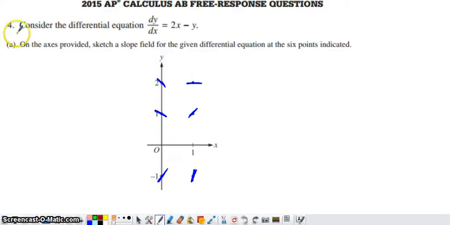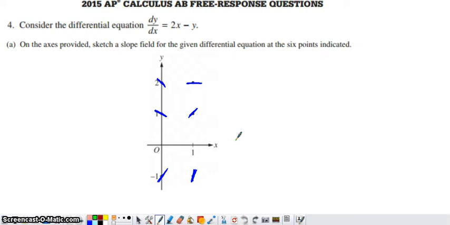So this is question number 4. It appeared on the AB and the BC exam in 2015, and they start you off with this differential equation. And what they ask you to do in part A is sketch a slope field for the differential equation at the 6 points that were plotted here. And so this is pretty simple to do.